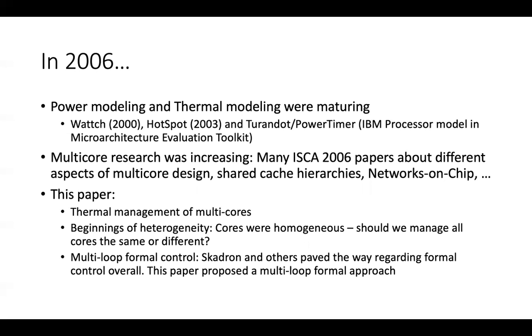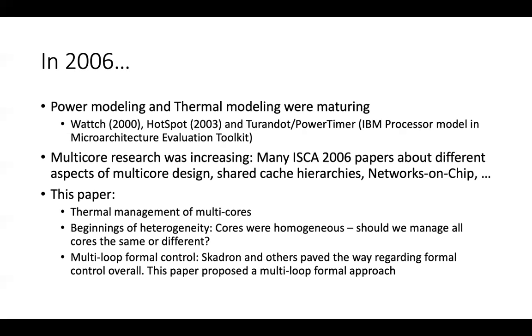In the mobile space, the iPhone and Android operating system had yet to be announced, and when these did arrive later, they would remain single-core for many years to come. At the same time, the research side of multi-core work was rapidly advancing in academia and industry. Many ISCA 2006 papers were about different aspects of multi-core design, shared cache hierarchies, networks on a chip or NOCs, and more. This paper was among those, particularly on multi-core thermal management.